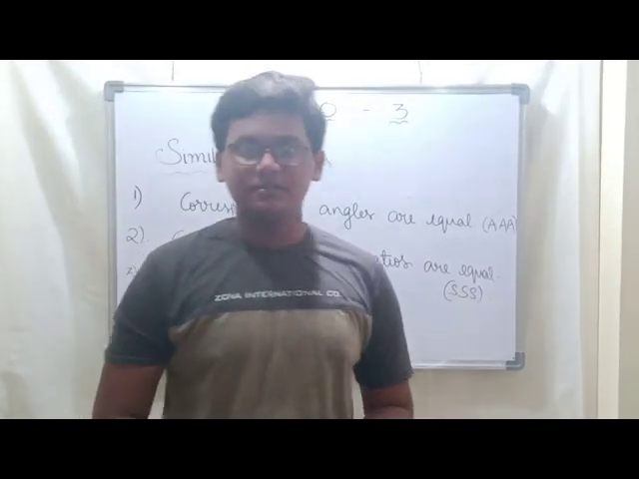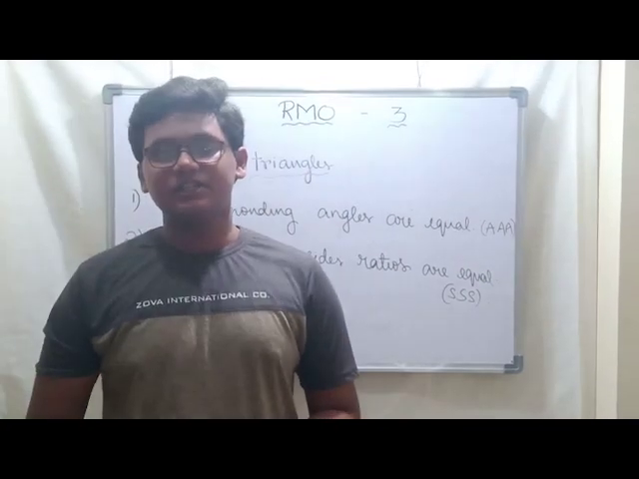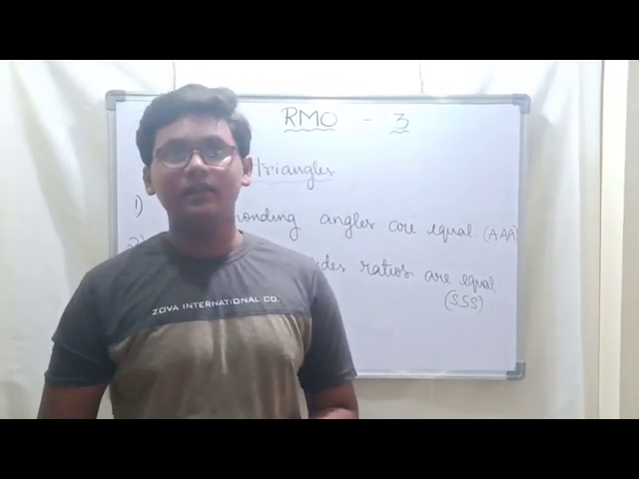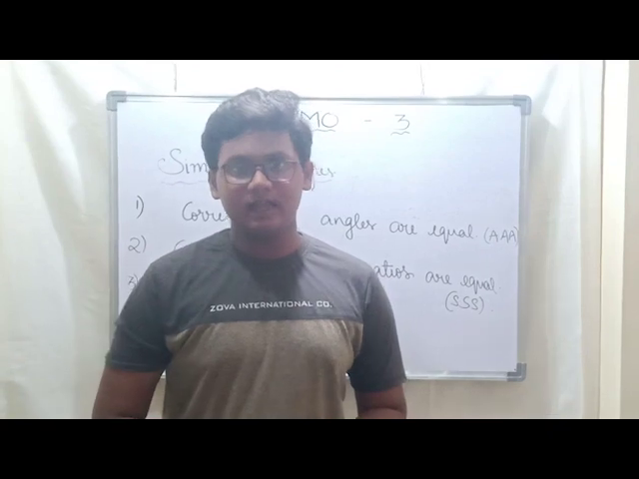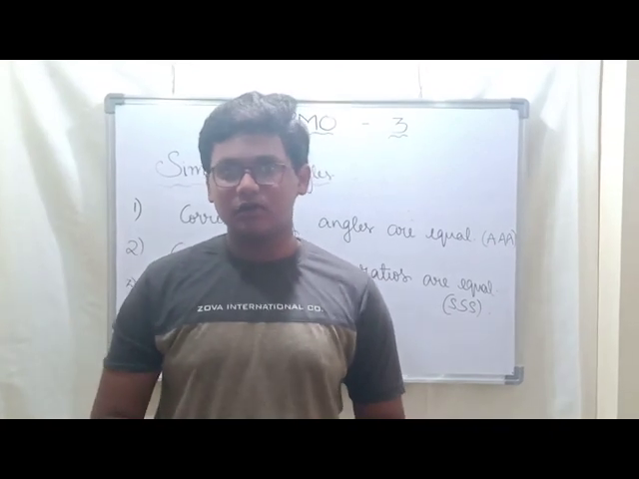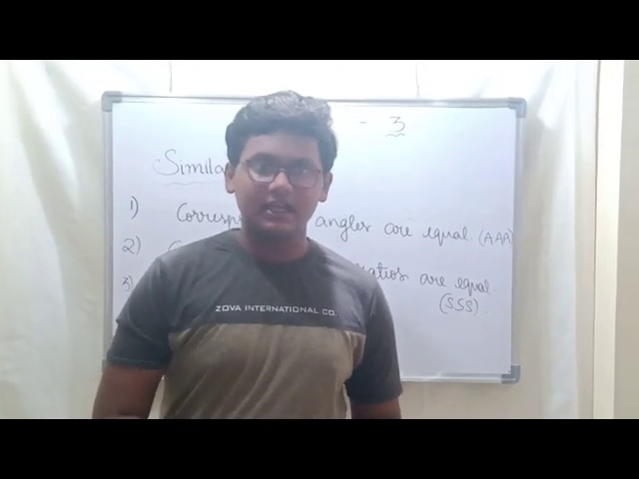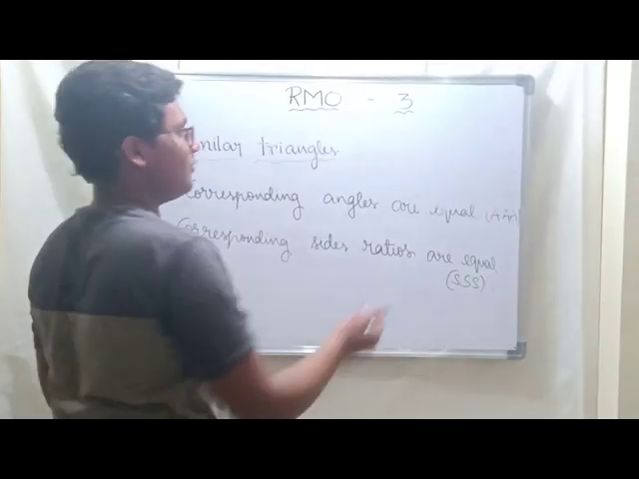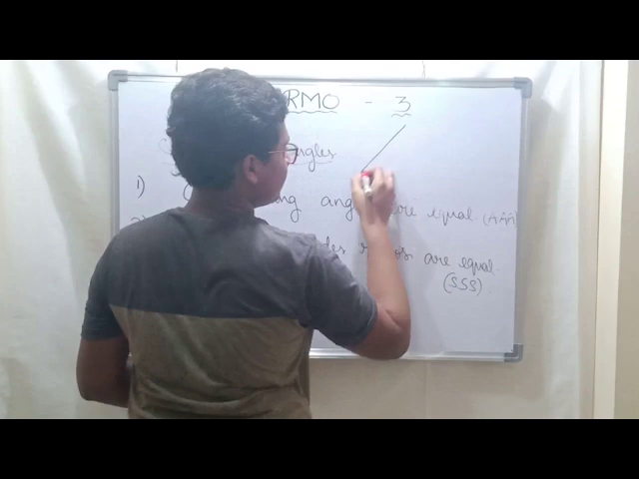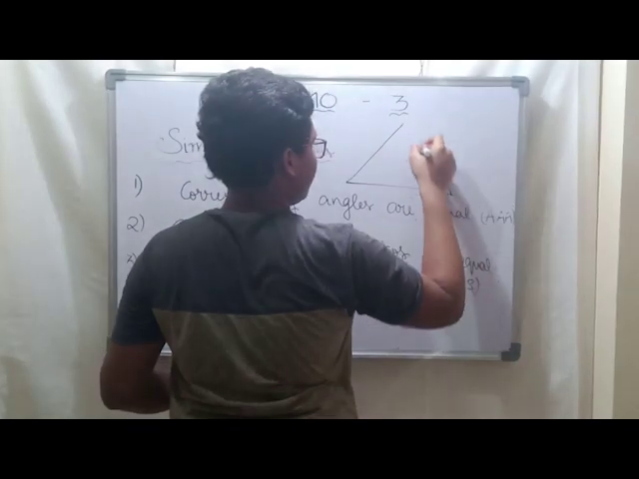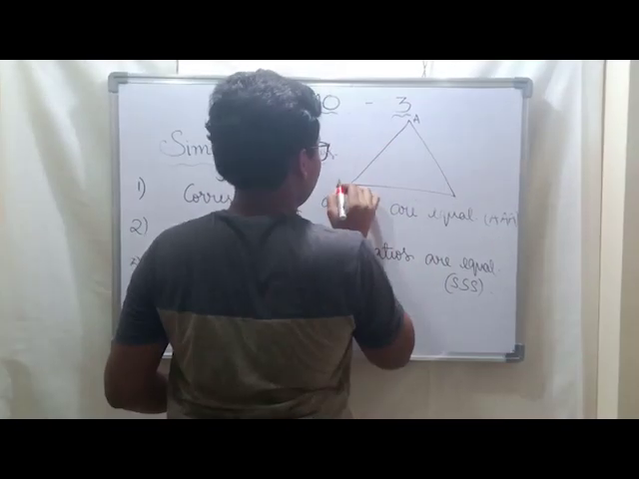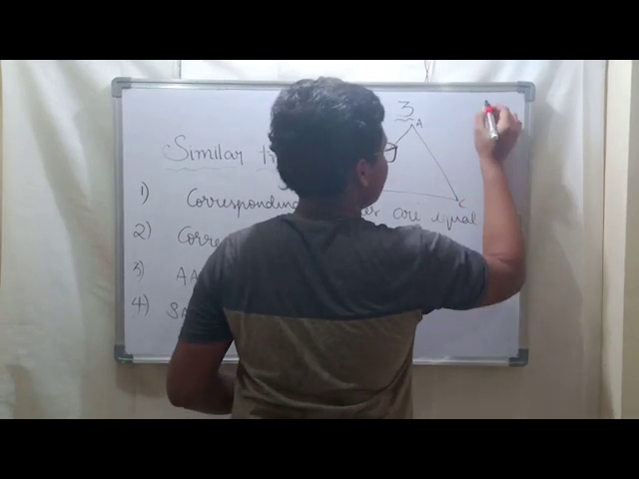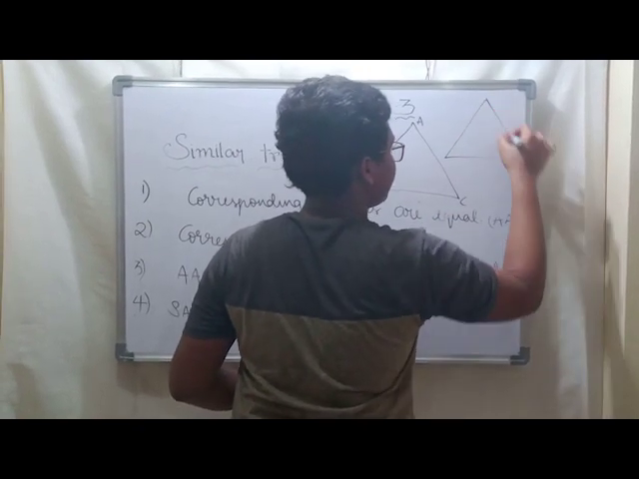This is RMO session part 3, and in the last session, RMO part 2, I explained congruence of triangles and sums based on congruence of triangles. Today I will explain similar triangles. Similar triangles means if we take two triangles ABC and DEF.